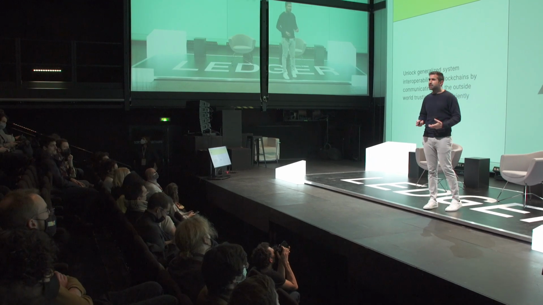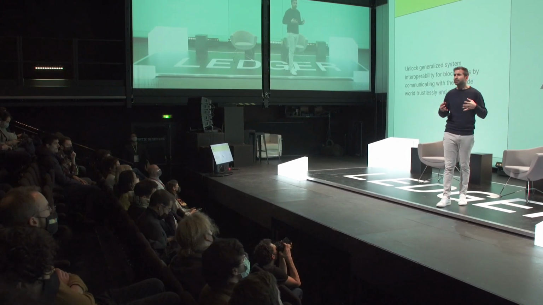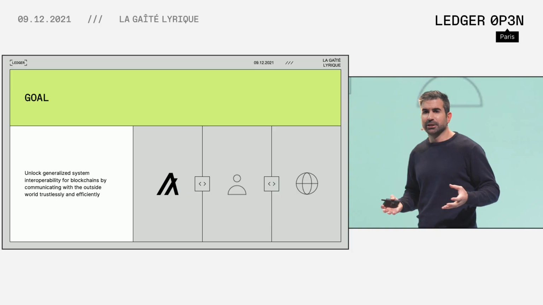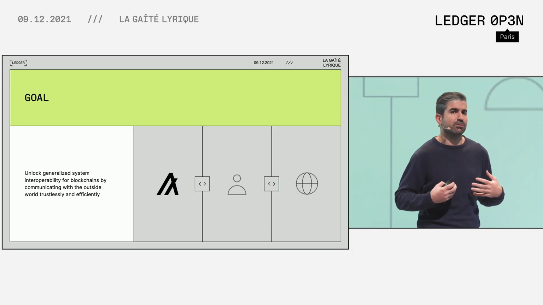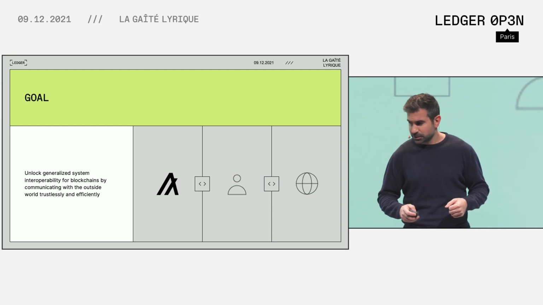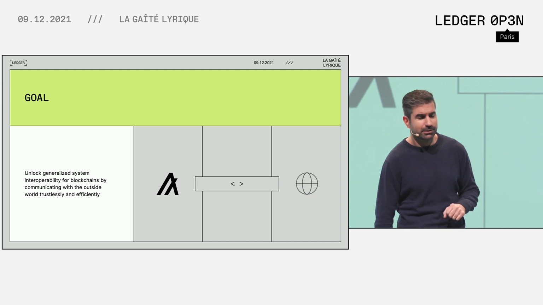And it's kind of absurd because we came from a decentralized space, and we're really going again to a centralized one. So what do we want to do? We really want a generalized system that will allow interoperability between different blockchains, completely trustlessly, and we want it to be efficient. The guy in the middle, we don't want him. He is out of the game.